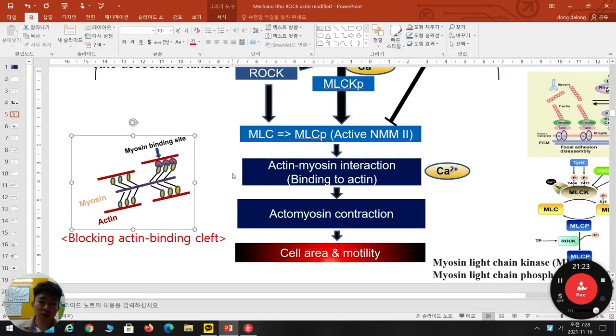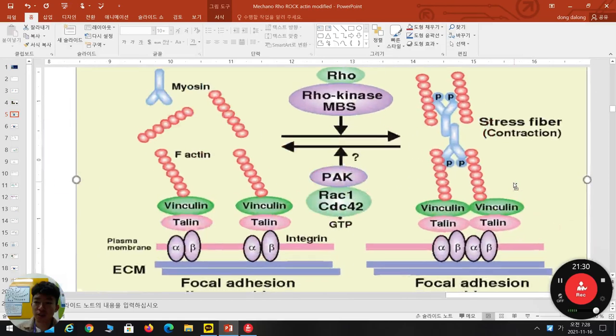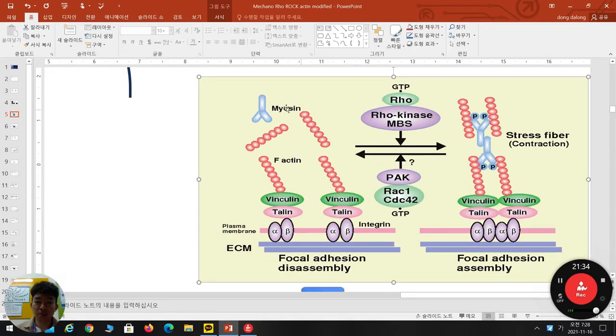So from the cell's point of view, how you regulate this myosin is very important. This is less actin, and this is more actin and stress fiber. How are they made? Alpha and beta integrin in the cell membrane sense the ECM, and then focal adhesion forms. Talin is the first focal adhesion complex protein, after that vinculin is added, and then actin is located here, and the myosin like that. Compared to the left, on the right, focal adhesion assembles more, and actin is well aligned.